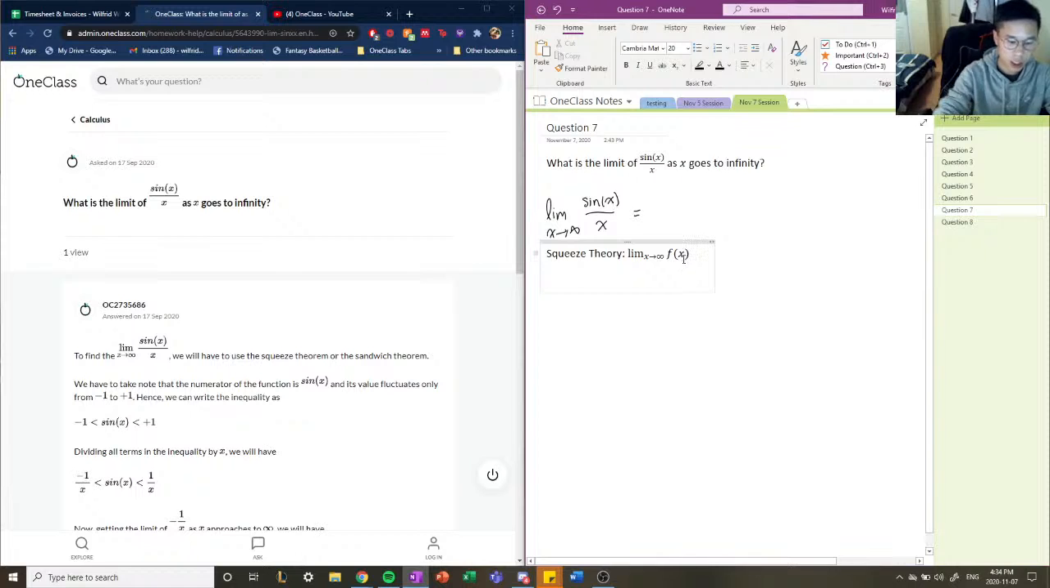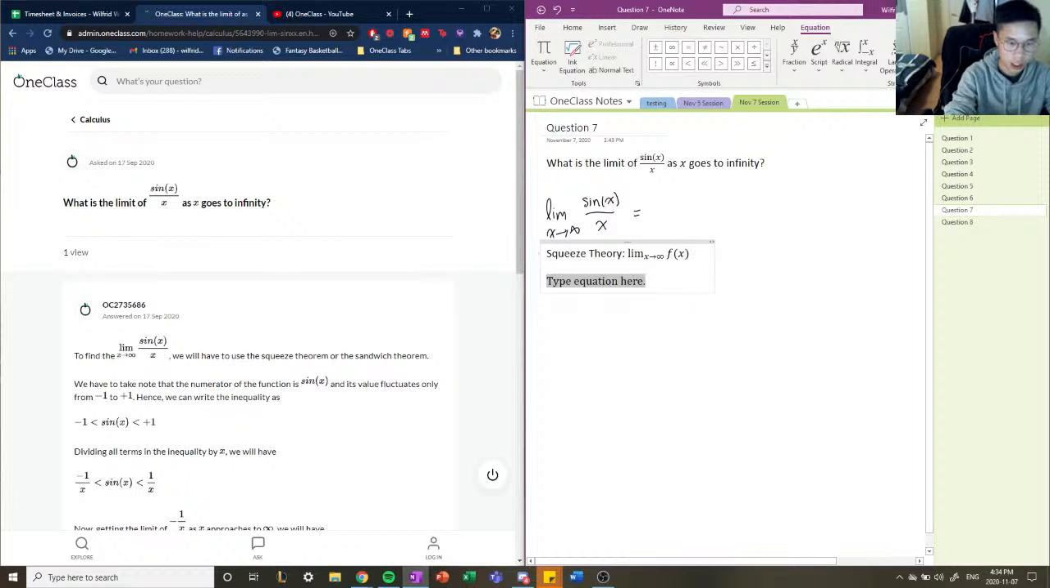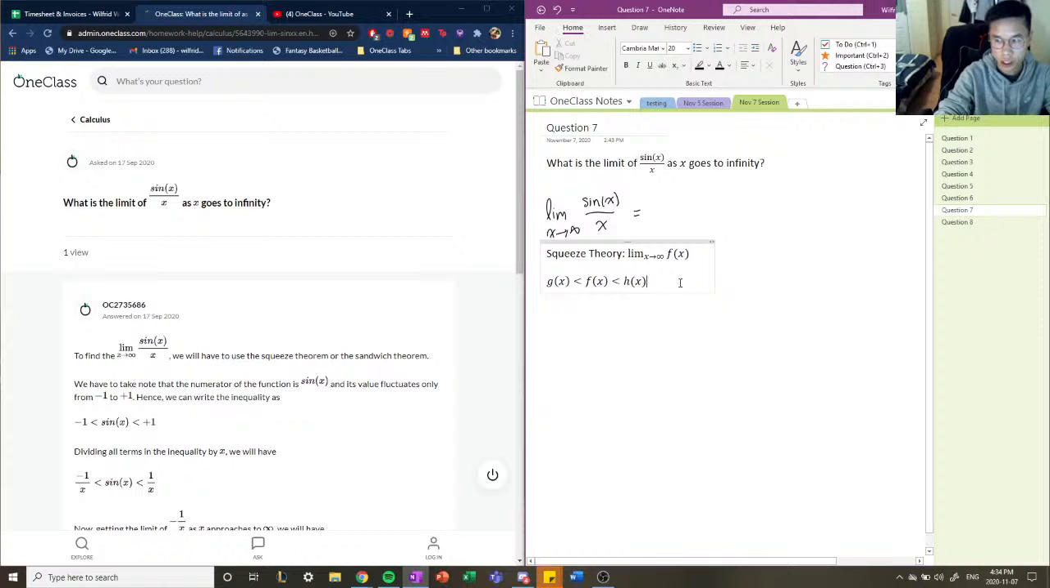So what I mean by squeeze is that we can find a function g of x, which is always going to be less than f of x, and we can find a function h of x, which will always be greater than f of x, right? As I explain further, you guys are not just going to need to guess these functions. There's a way to find these kinds of functions.